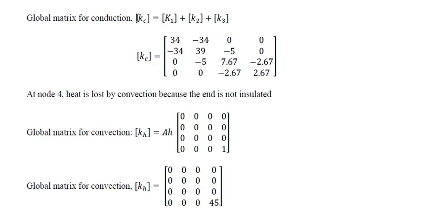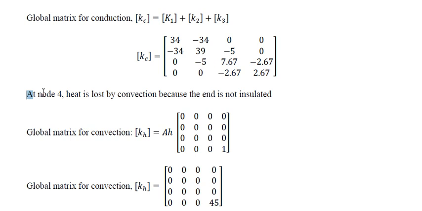Next, since there are 3 elements, the global conduction matrix will be 4 by 4. As I told, the first element matrix will have degrees of freedom 1 and 2. The second will have degrees of freedom 2 and 3. The third will have degrees of freedom 3 and 4. So total global degrees of freedom is 4. So the terms are added in these components.